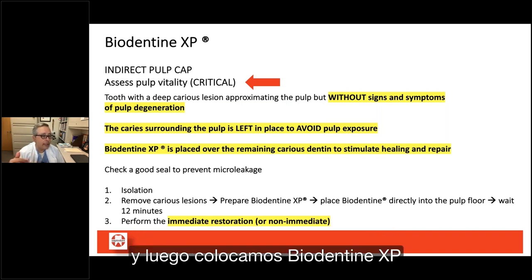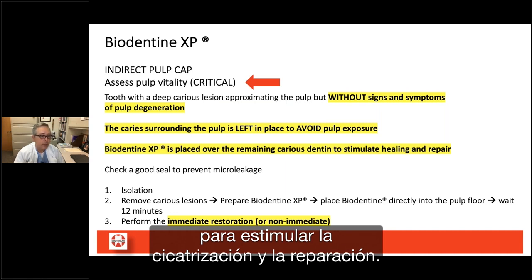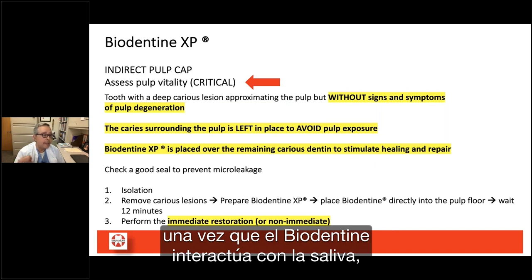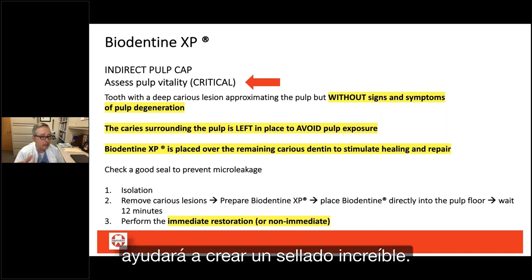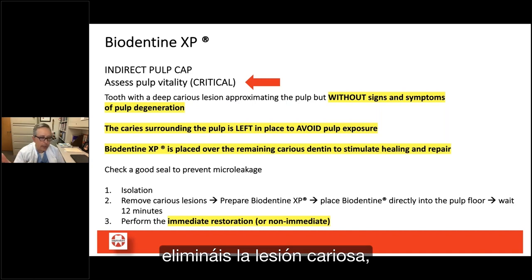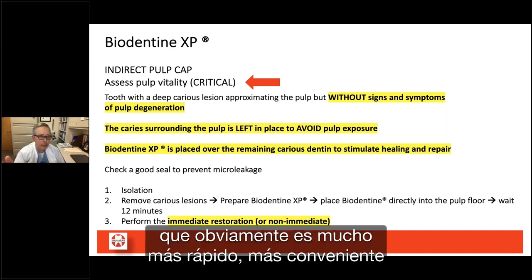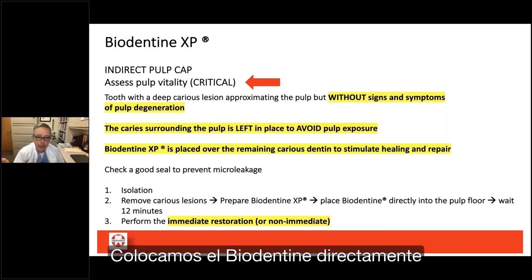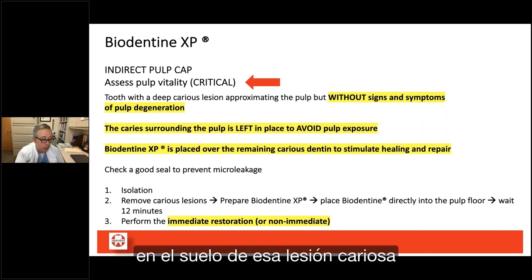And then we place Biodentine XP over the remaining caries dentin to stimulate healing and repair. As I mentioned, once the Biodentine interacts with the saliva, that will help to create an amazing seal. So three steps: isolation, which you can do in different ways, whatever you feel more comfortable with; you remove the caries lesion; and you prepare the Biodentine XP, which is obviously a lot quicker and more convenient than the old way to prepare Biodentine. We place the Biodentine directly into the floor of that caries lesion without really exposing the pulp.